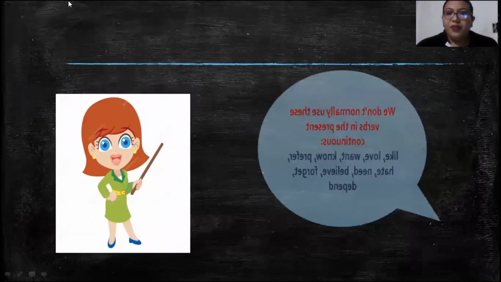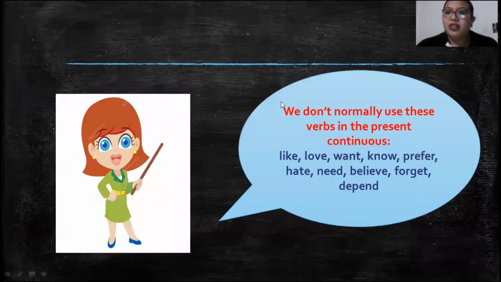So here, when we are talking about present continuous, there are some verbs that we don't use. Okay, they don't normally go with ing. These are these verbs: like, love, want, know, prefer, hate, need, believe, forget, depend. Okay, these verbs normally go with present simple.